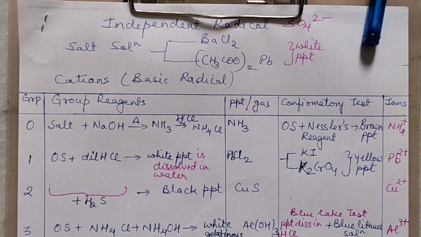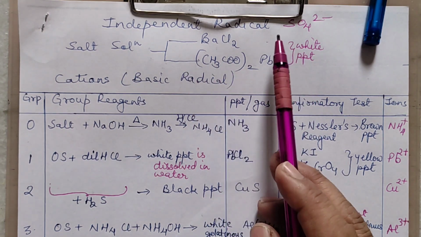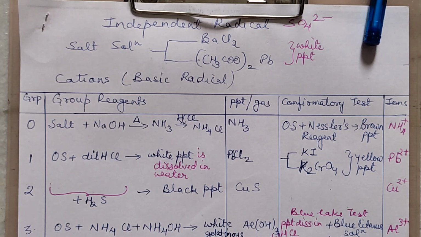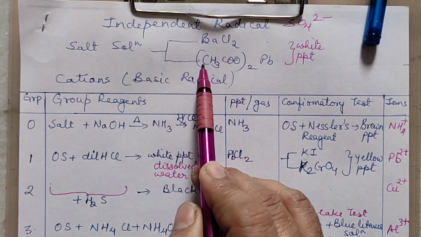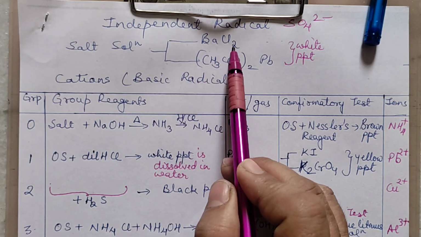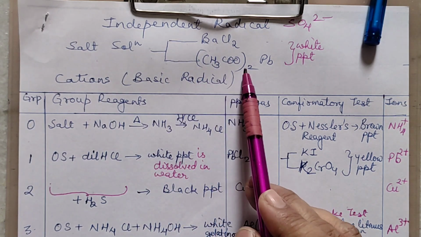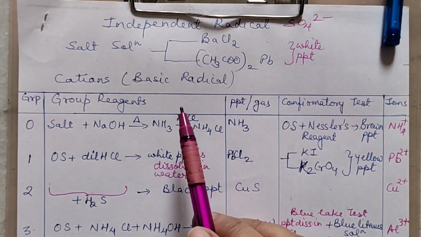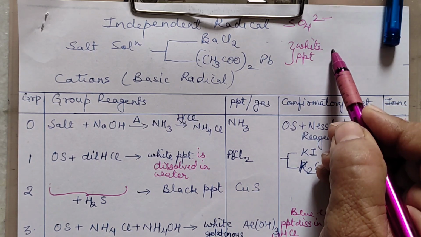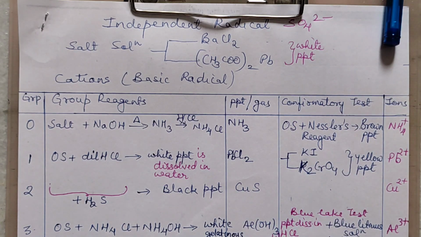Okay. Now this is the independent ion, sulfate ion. So it doesn't have any dry test. There is only one wet test for it. You will prepare salt solution and divide into two parts. To one part you add barium chloride, to the second part you add lead acetate. In both cases you will get a white precipitate. So white precipitate confirms the presence of sulfate ion.